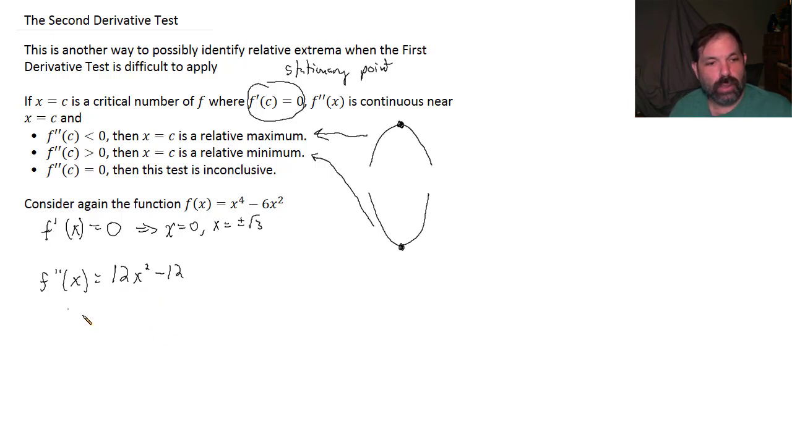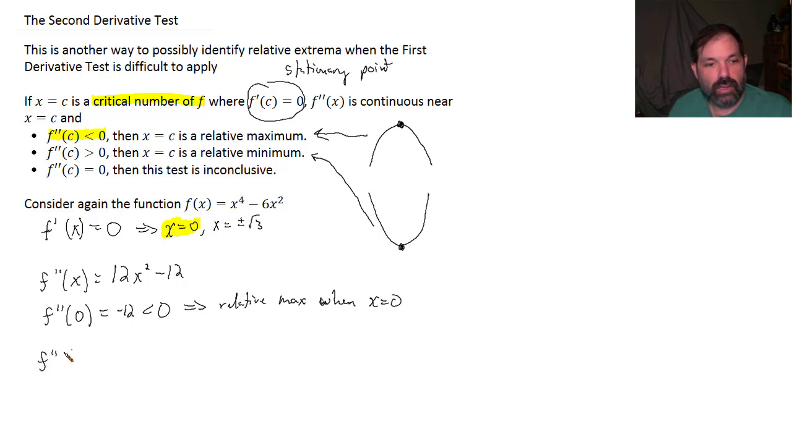So notice that f double prime at 0 is negative 12, which is less than 0. What this tells me then: x equals 0 was a critical number of f, and the second derivative was negative. So that tells me we have a relative maximum when x equals 0.